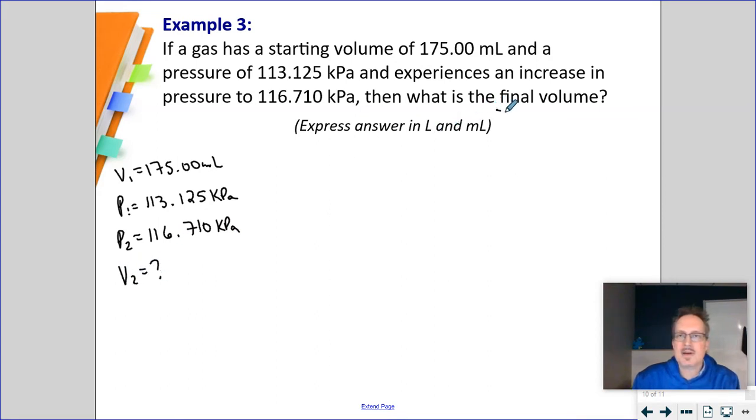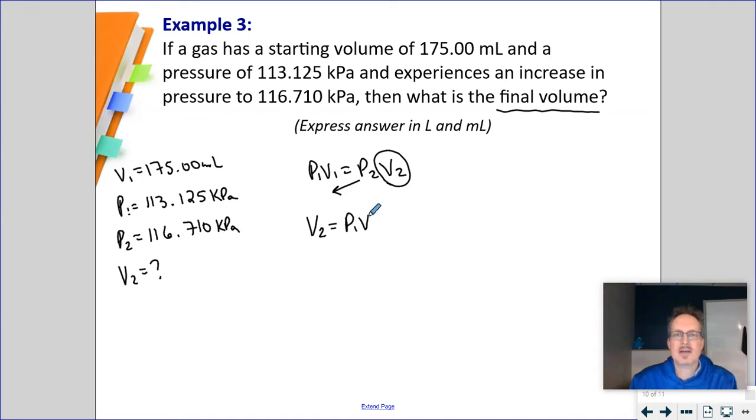So we are trying to find final volume. Now, if I take a look, kilopascals, milliliters, my answer is going to be in milliliters. So 1 mark for the formula. P1V1 equals P2V2. We are again solving for V2. So we're going to move pressure to the other side into the denominator. V2 equals P1V1 over P2. So 1 mark for the two formulas. We're going to substitute in our numbers.